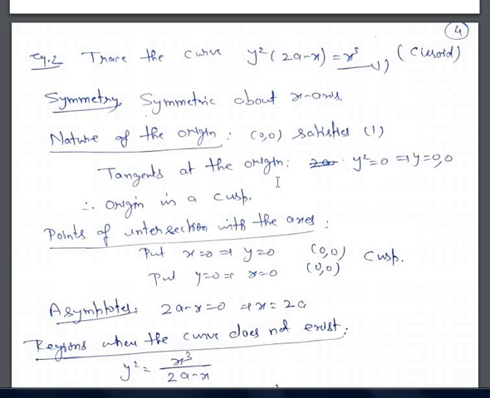Now to find out tangents at the origin, we equate the lowest degree term equal to 0. Now which is the lowest degree term? 2ay square. What is the degree? 2. xy square has degree 3. x cube has degree 3. So the lowest degree term is 2ay square. That means y square is equal to 0, that means y is equal to 0, 0. That means tangents are identical. And when the tangents are identical, then the origin is a cusp.